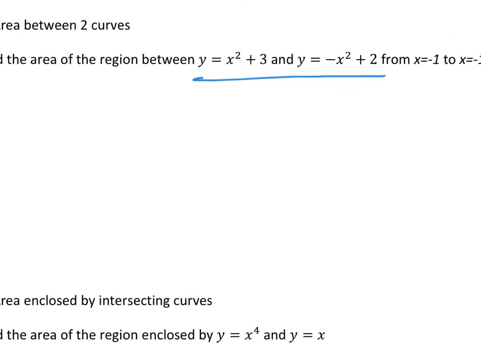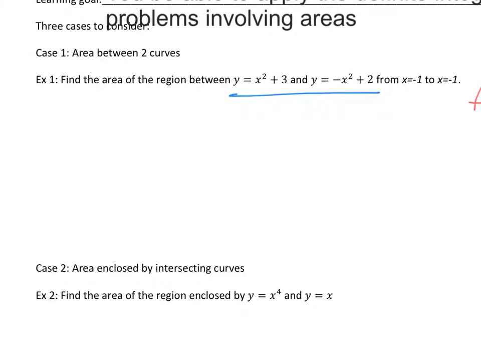So for the first example, we want to find the area of the region between the curves y equals x squared plus 3 and y equals negative x squared plus 2. So I'm going to go ahead and graph these now. It's always a good idea to graph your curves, so that way you have a picture of what's happening, right? If you can't visualize it, it's going to be hard.